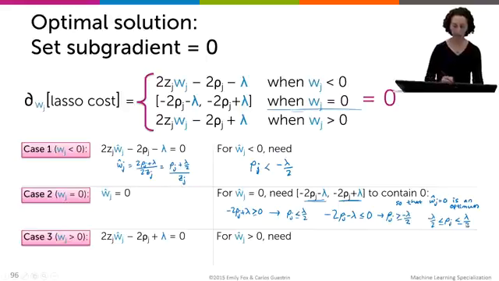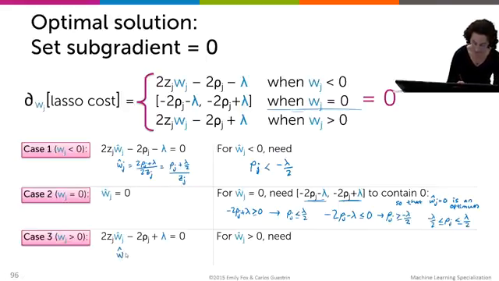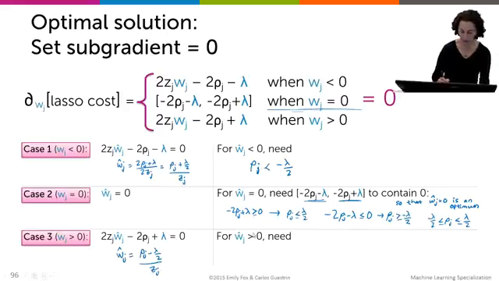Okay. In our final case, let's just quickly work through it. We get W hat j equals rho j minus lambda over 2 divided by Zj. And in order to have W hat j be greater than 0, we need rho j to be greater than lambda over 2.